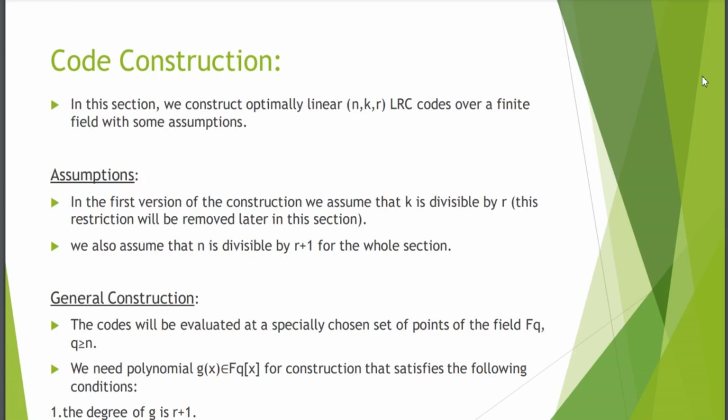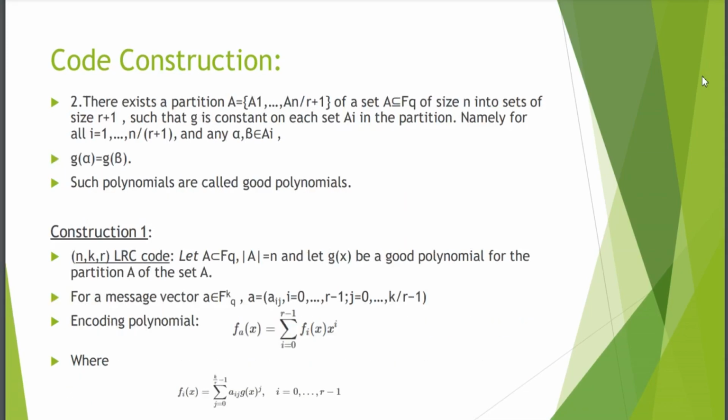The codes are constructed as evaluations of polynomials. Unlike the classical Reed-Solomon codes, the new codes will be evaluated at a specially chosen set of points of the field F_q. The main part of the construction is the existence of a good polynomial. A good polynomial g(x) in F_q[x] has degree r plus 1, and there exists a partition A = A_1 ∪ ... ∪ A_{n/(r+1)} of a set A in F_q of size n into sets of size r plus 1 such that g is constant on each set A_i in the partition.